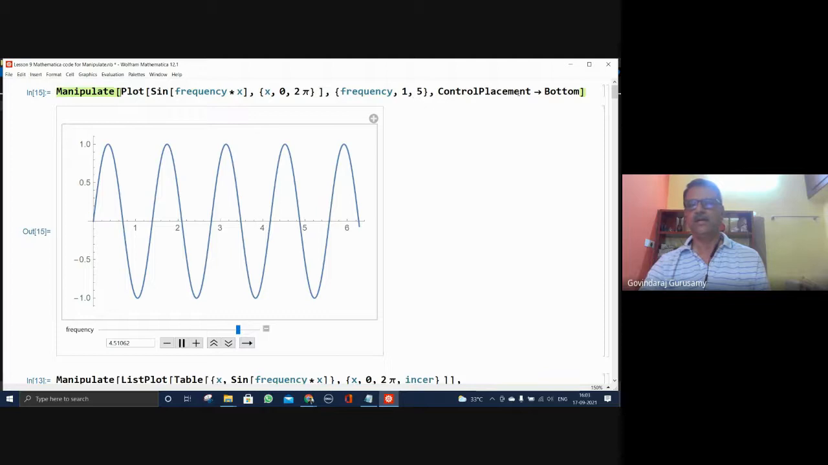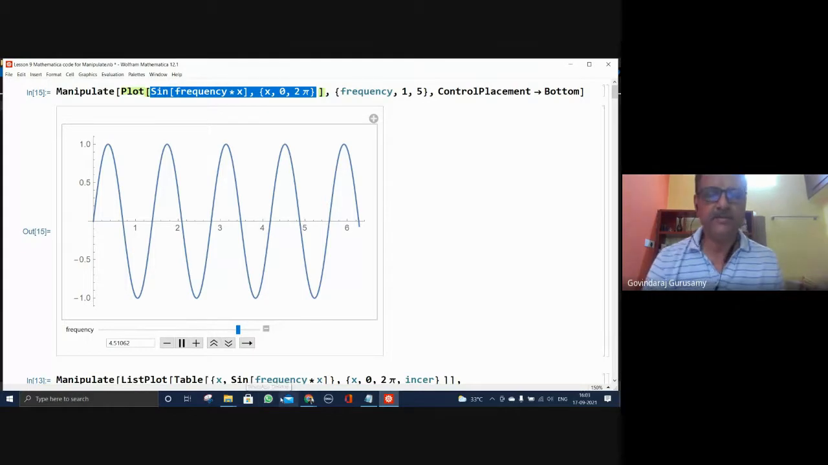Okay, I cannot have a control placement inside also. That's not acceptable. This is meant for the Manipulate, not for the plots. So therefore, whatever brackets you open and close, that should be completed only within that square bracket. If you mix it up, then it's going to be an error. That error will be indicated. You should be in a position to identify it, then correct it.